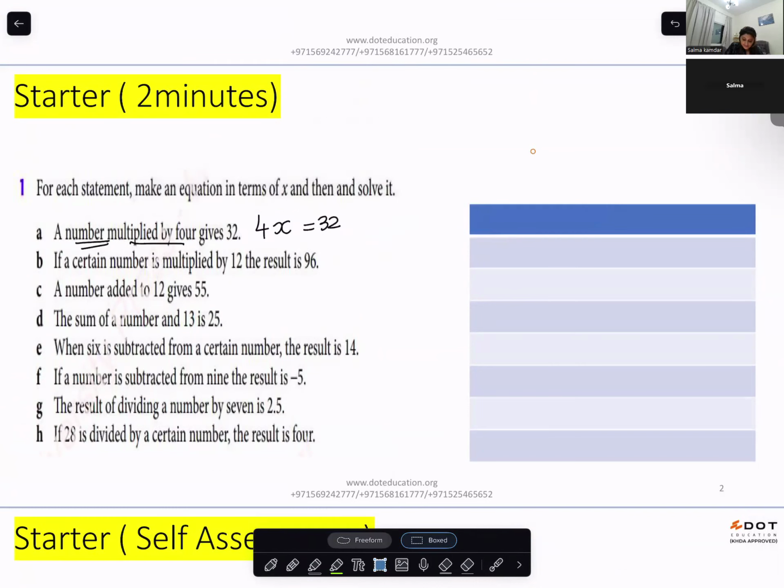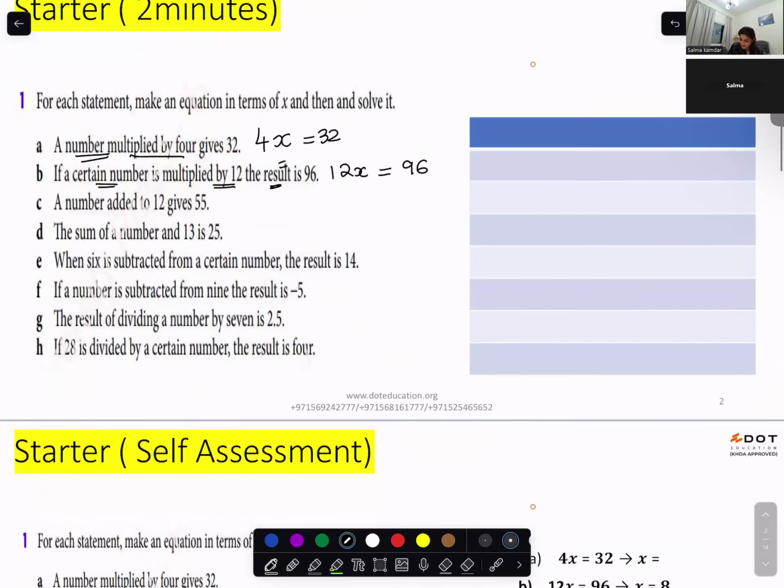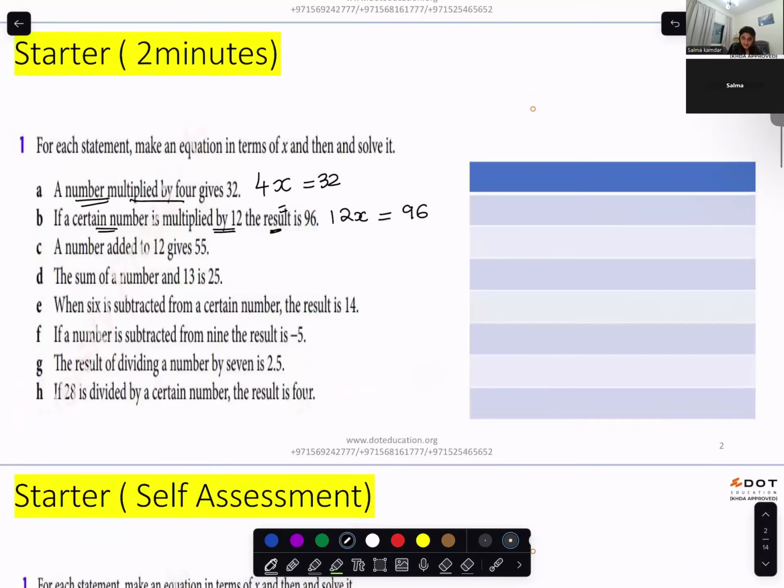Let's see the next one. A certain number, I don't know the number, multiplied by 12. So I can say 12x. Result means equal to. It is equal to 96. So this becomes our equation.